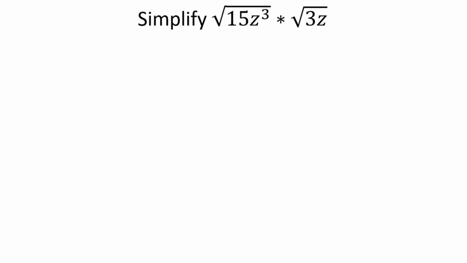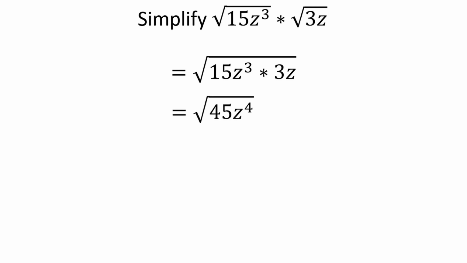Let's try the square root of 15z to the third times the square root of 3z. Since we have two square roots multiplied together, we can multiply their insides. We have the square root of 15z to the third times 3z, which simplifies to the square root of 45z to the fourth. We can rewrite this as the square root of 9 times 5 times z to the fourth.